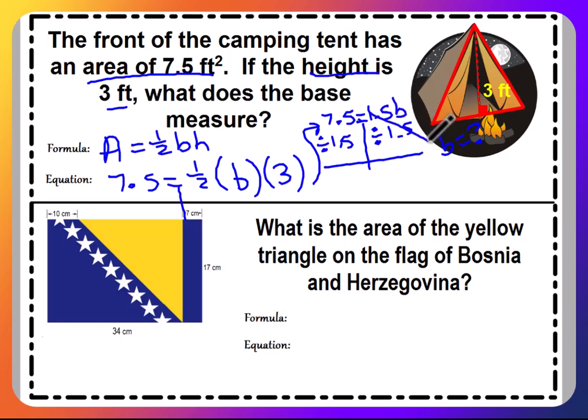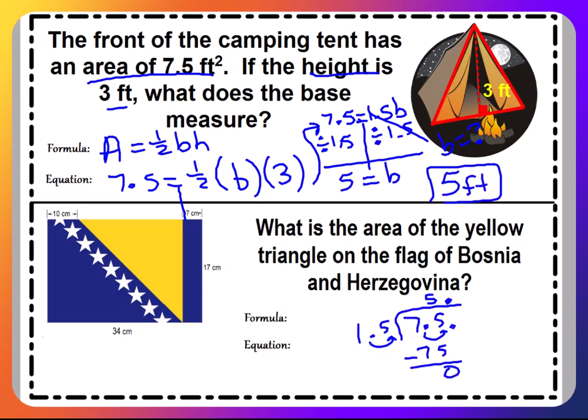1.5 divided by 1.5 gives me 1B, or just B, and now I need to divide 7.5 by 1.5. So pause the video, do the math, come back and check your answer. Okay, did you get that the base was equal to 5 feet? If you did, great job.